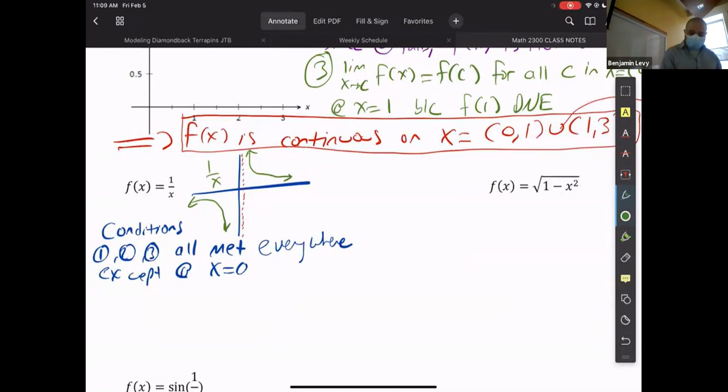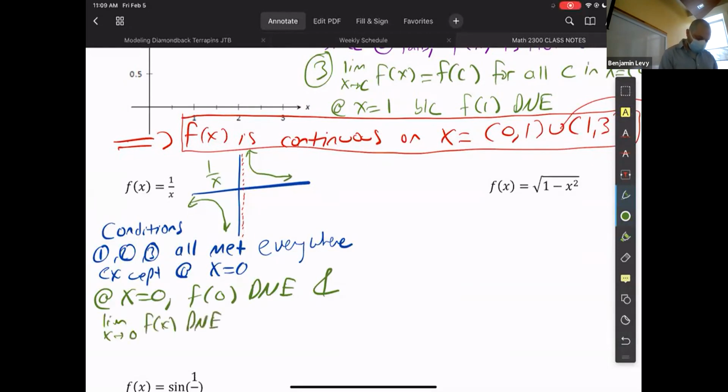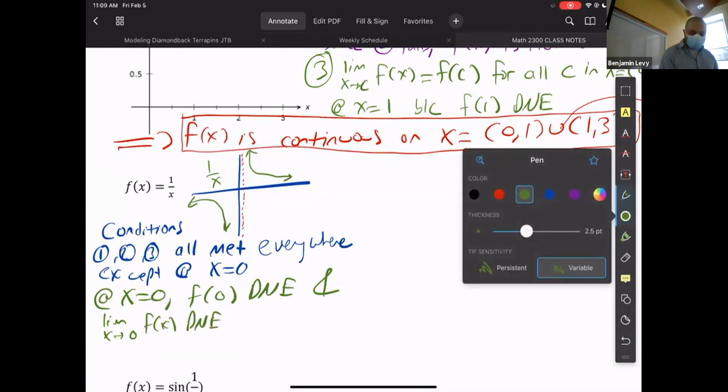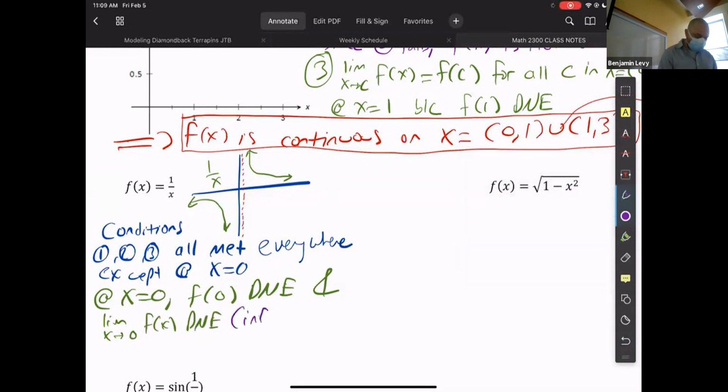Okay, so except at x equals 0, at x equals 0, f of 0 is undefined. And the limit doesn't exist. And more specifically, it's because there's an infinite discontinuity. If you want to look back on page 4, you should have that in your notes. Discontinuity.